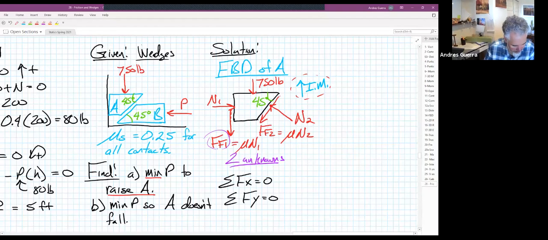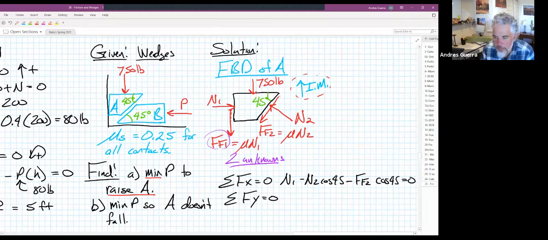When we do sum of forces in the X, we're going to find an N1 minus an N2 cosine 45 minus FF2 times the cosine of 45 equal to 0. And I guess I'm saying that the angle I'm using for FF2 would be from the vertical here. So I'm using that 45-degree angle right there.